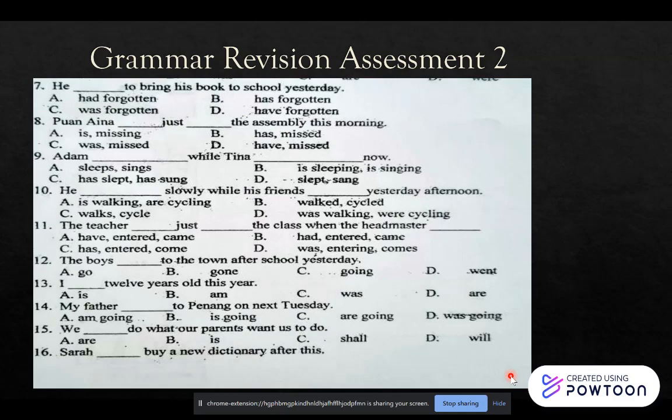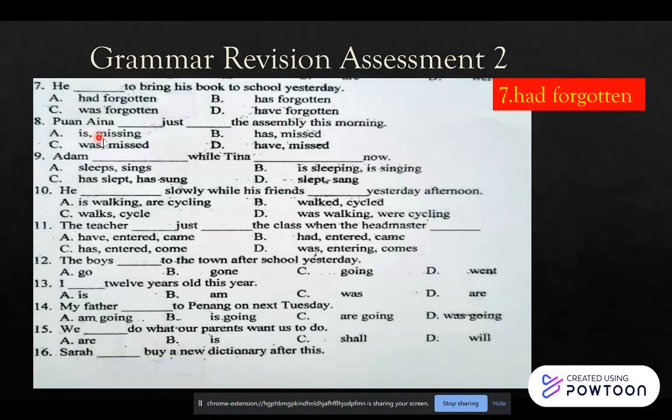Okay, I hope you already have the answers because I assume that you did try. Okay, let's look at number 7. The answer is "had forgotten". Why is it "had"? Because the subject is in the past. Okay, past perfect, to bring his book to school. How did you know the answer? We look at the keyword "yesterday".